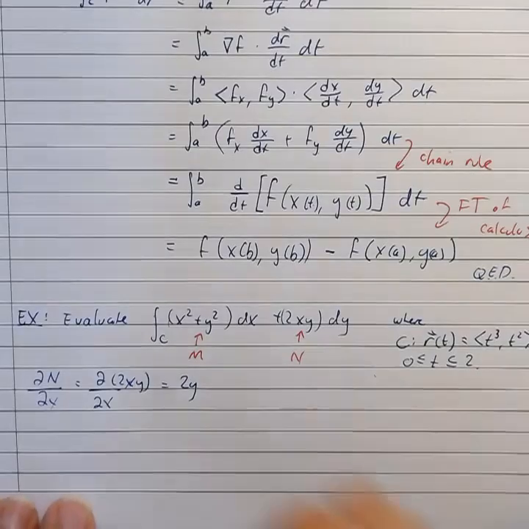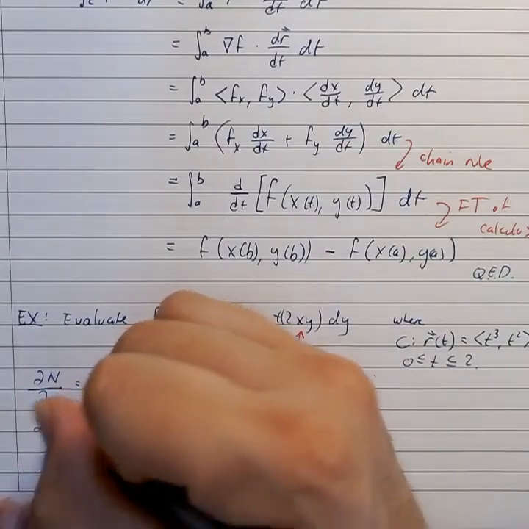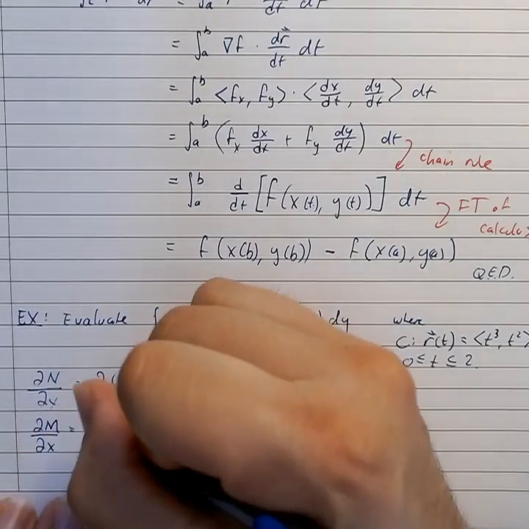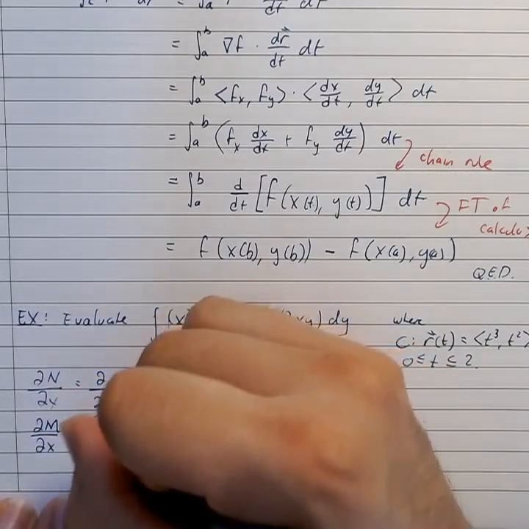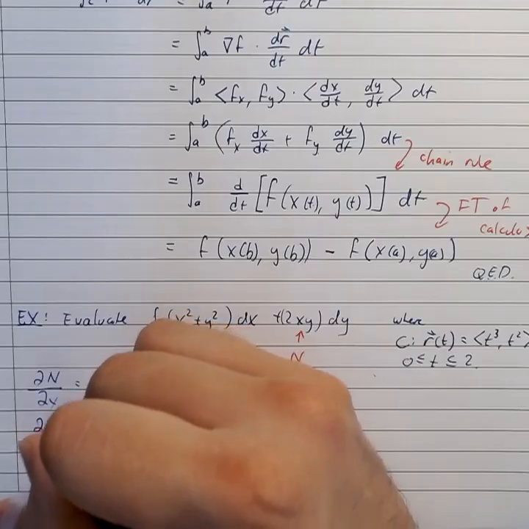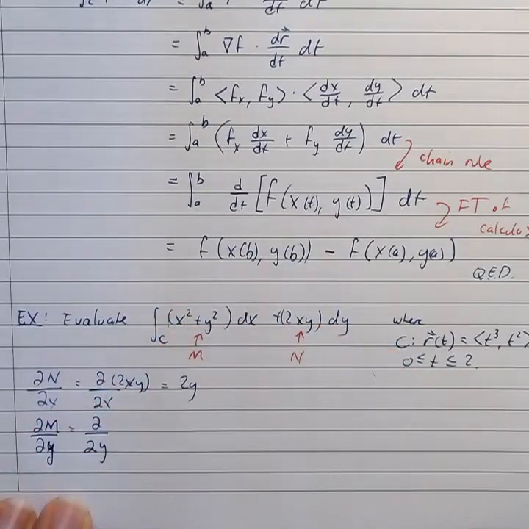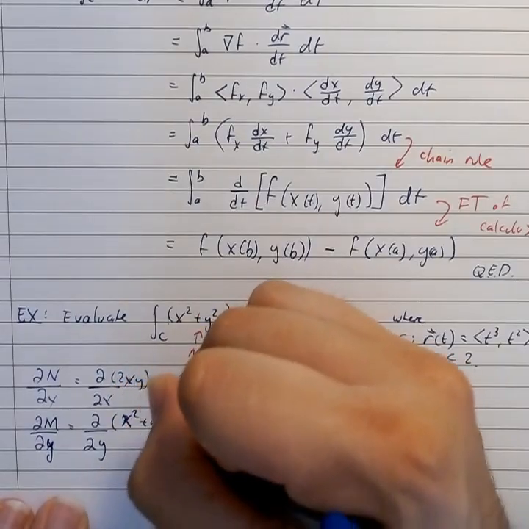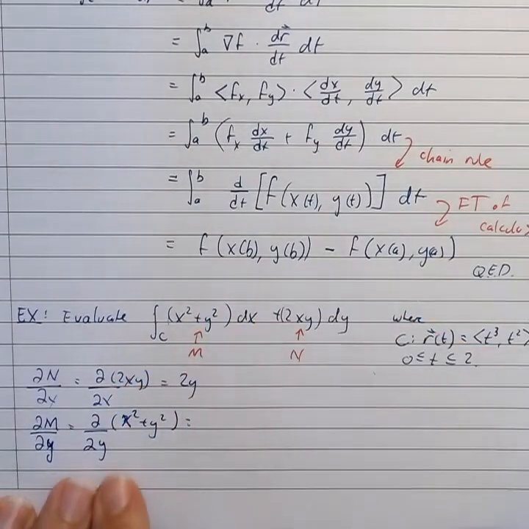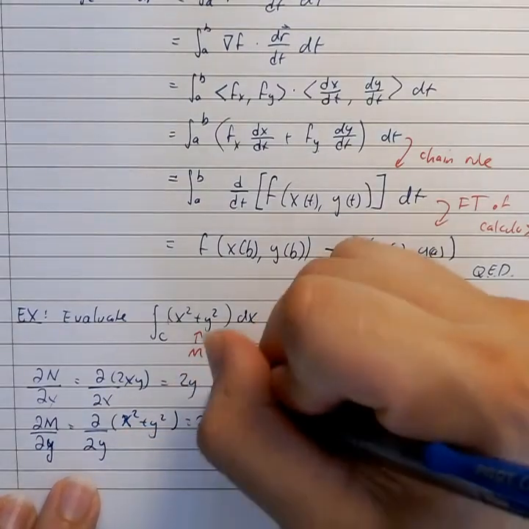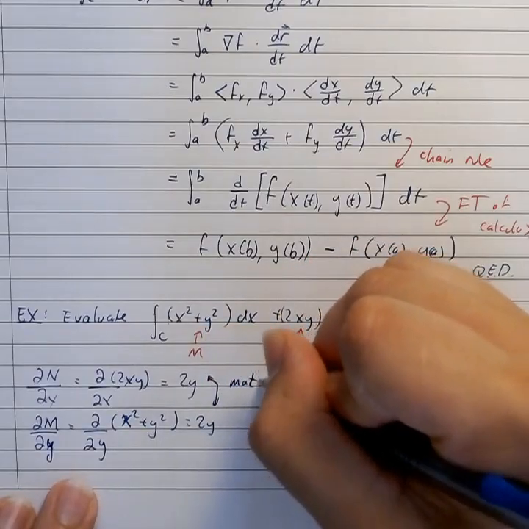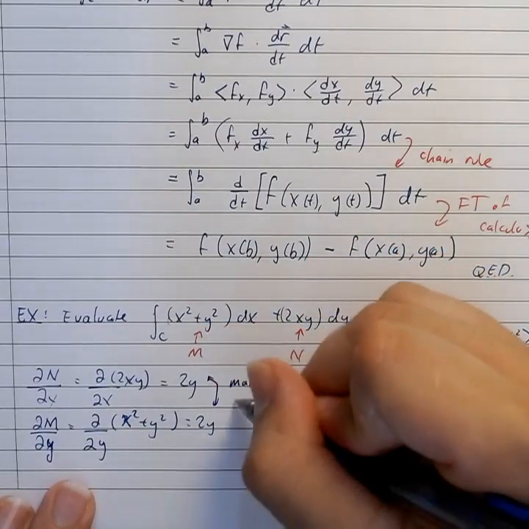Okay? And then we also need to find del m del y, but since that's m, what we really want is the partial with respect to y of x squared plus y squared. And here the derivative of this would be 0, and the derivative of this would be 2y. So here these match, which means that your vector field is conservative.